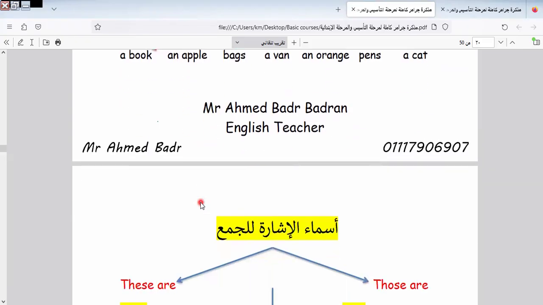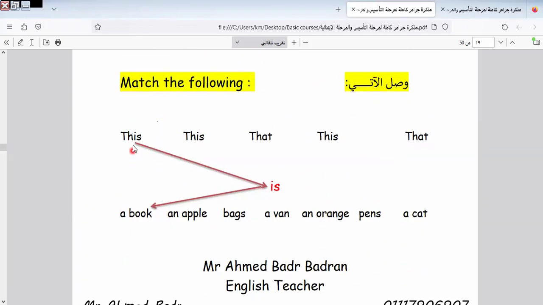Okay, here is this and that, and we can say this is a van. We can say this is a cat or that is a cat. Both are correct. Okay, pins and bags are plural, so we can't use it here. Why? Because this is plural and this is plural, and we talk about singular, not plural. Okay. Let's go to another item in this part.